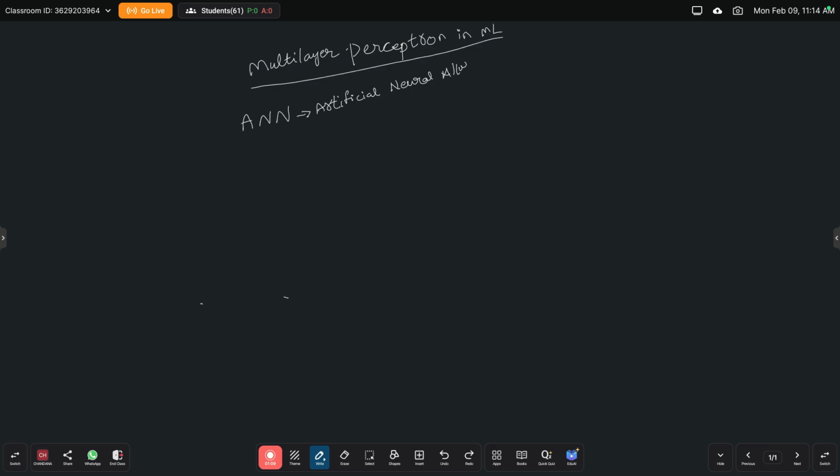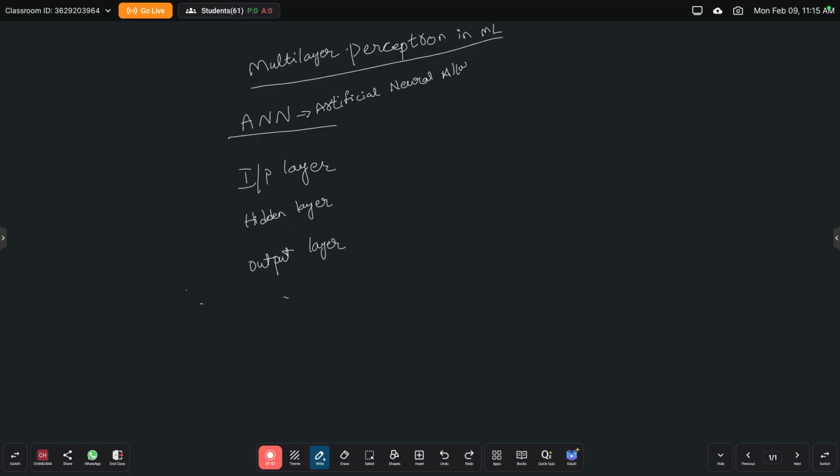This multi-layer process is called backpropagation. In this multi-layer perceptron, we have three layers. First one is the input layer. Next one is the hidden layer. Next one is the output layer. Mainly, this multi-layer perceptron is used for both classification and regression.